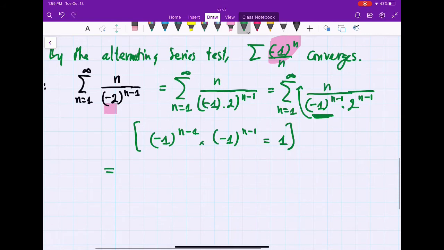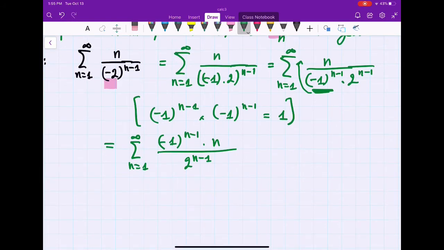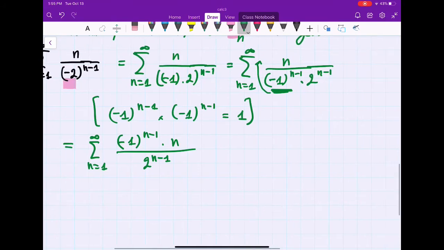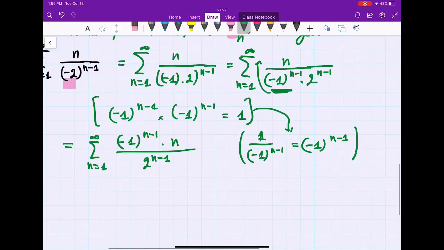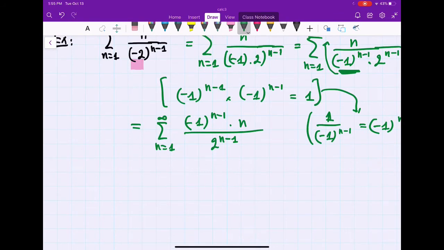You can rewrite the series as the sum from n equals 1 to infinity of (-1)^(n-1) times n over 2^(n-1). Does that make sense? So I hope, okay, let me write it in here. So you have (-1)^(n-1), according to this. Does that make sense? All right, so we have an alternating series right now, and the a_n in this case is n over 2^(n-1).